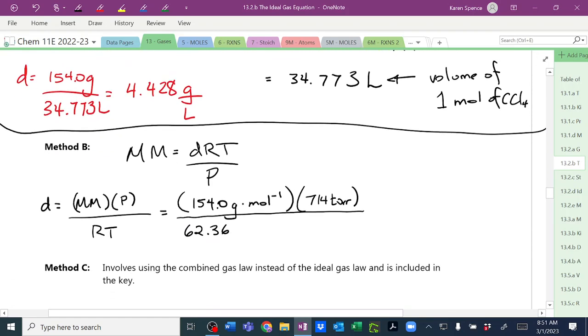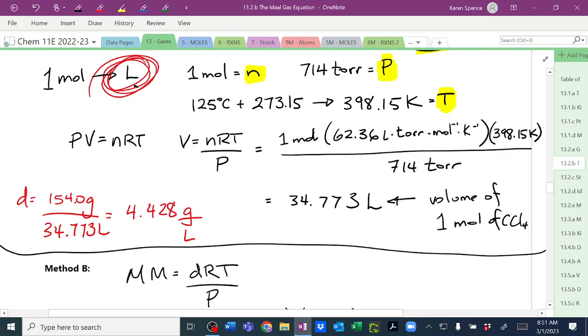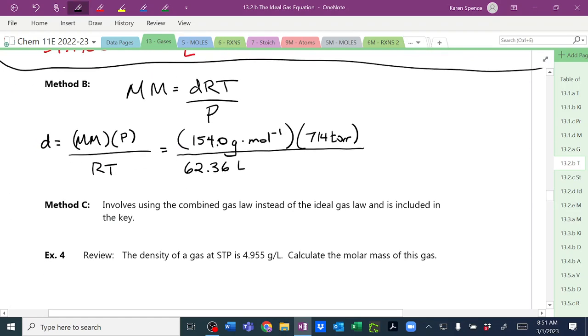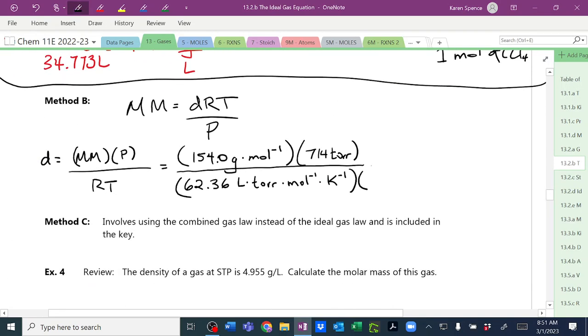Did I solve that correctly? Yes, I did. Okay. And then that would be liter torr per mole Kelvin, so mole to the -1, Kelvin to the -1. And then the temperature was 398.15 Kelvin.